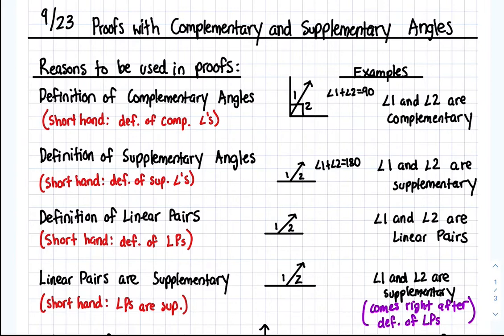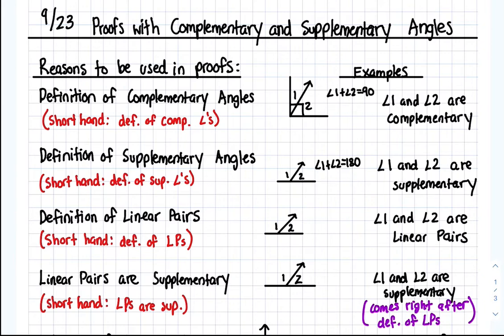Okay, so reasons to be used in proofs. On the left hand side, those are going to be your reasons for your statements. We'll talk about the first one, definition of complementary angles. And the red are all ways you can shorthand writing them. So for example, definition of complementary angles, shorthand is definitions of complementary angles. That's just for you to know.